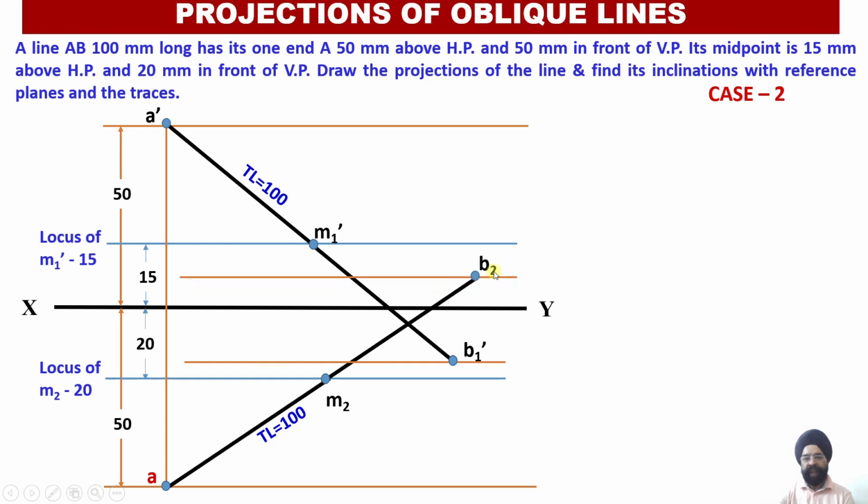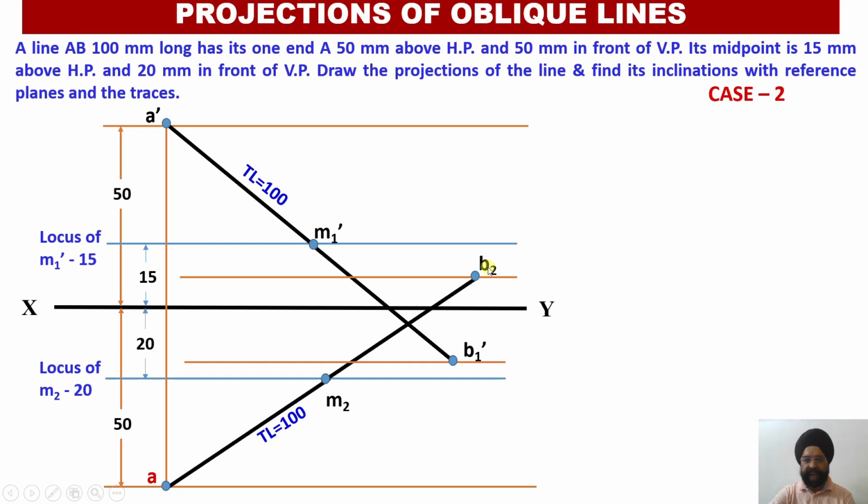So please see, since this end point was B1 dash, this will become B2. Had I marked it B2 dash, this would have become B1. That is the only change. Now you see, it may seem complicated that these views are intersecting with each other. No, it's not complicated. I know one very simple fact.